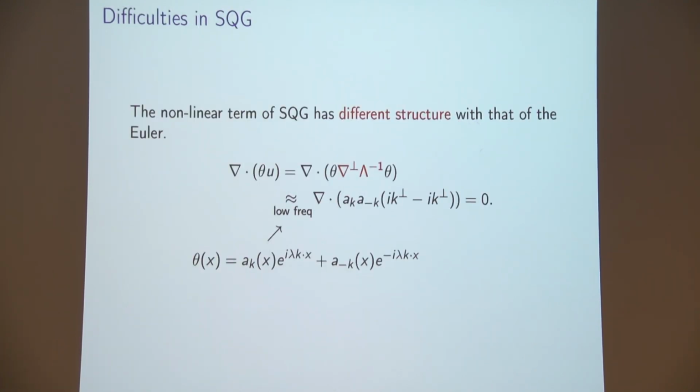But this idea doesn't seem to be working for SQG because the nonlinear term of SQG has a different structure from that of the Euler. So let me first write the nonlinear term in divergence form, and then this velocity will bring the odd multiplier. Then actually this odd multiplier is problematic because when you plug in the highly oscillating perturbation, the leading order of the low frequency part always disappears. So it seems that there's no way to cancel out the previous error.